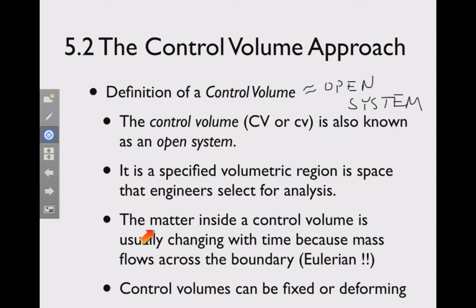The matter inside a control volume is usually changing with time because mass is flowing across the boundaries, and that's again our Eulerian approach. It's like looking at a cross-sectional area of a river as it flows through that basin. Control volumes can be fixed, or they can actually be deforming in time. Most of what we'll do, we will actually have fixed control volumes, but not always.